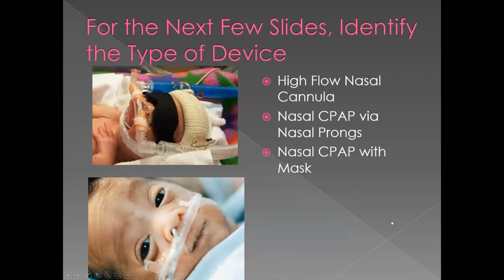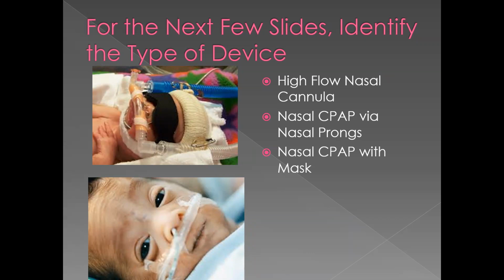For the next few slides, identify the type of device. So this is our choice. We have to pick high flow nasal cannula, nasal CPAP via nasal prongs, or nasal CPAP with a mask. So the way we're going to know high flow nasal cannula is that the prongs are not going to completely fill the nares. So with a high flow nasal cannula, there's room around the nares.